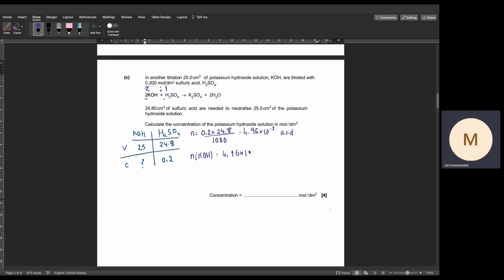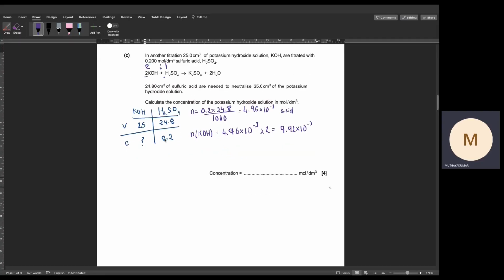We're multiplying by 2 because the molar ratio is 1 to 2, which gives 9.92 times 10 to the minus 3. So we have the moles of KOH. To calculate concentration, we need to rearrange the formula we've been using and make concentration the subject. So N equals CV divided by 1,000. Therefore, for concentration, we need to multiply the number of moles by 1,000 first. To get V to the other side, we need to divide both sides by V.